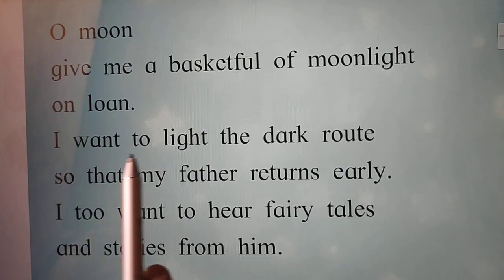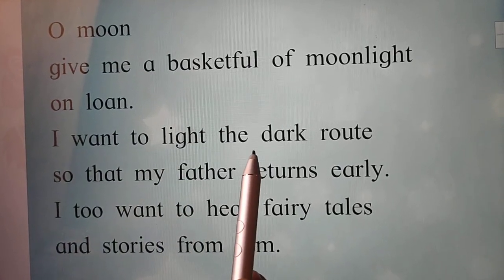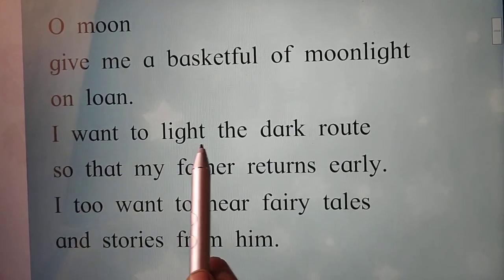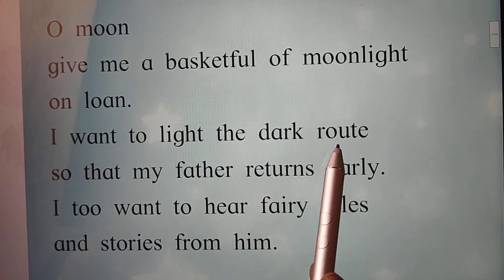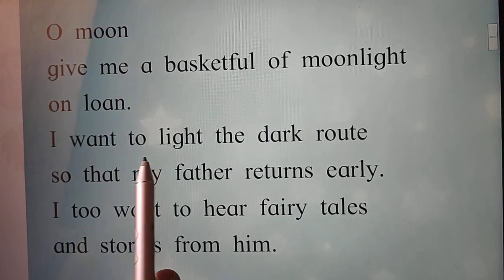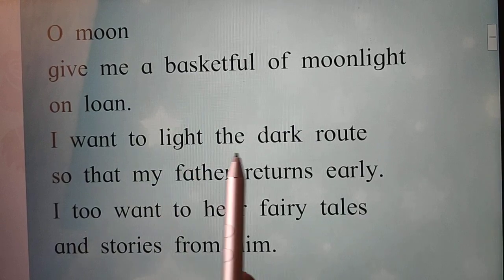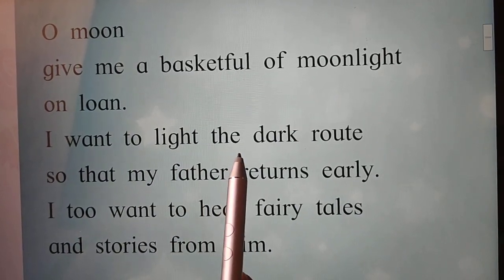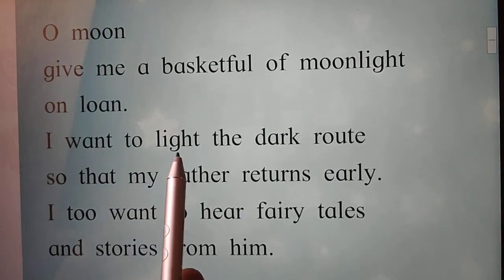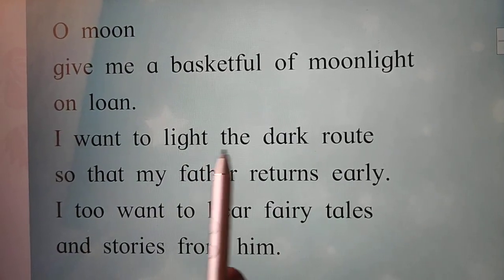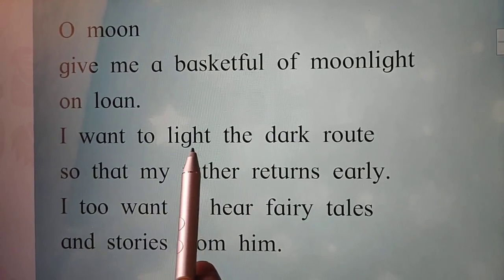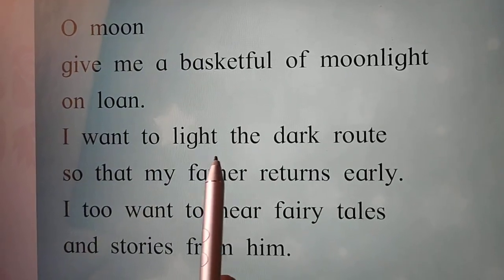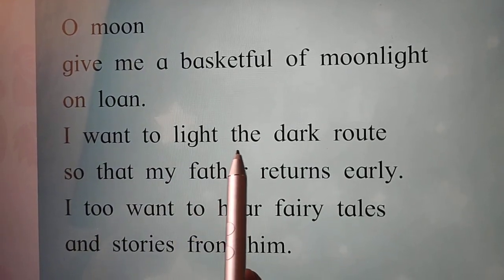Here this line consists of the figure antithesis. I want to light the dark route. So what does antithesis mean? When in the same line two words of opposite meaning are put together for poetic effect. Here light and dark, these two words of opposite meaning are set together in the same line, and that's why here there is the figure antithesis.